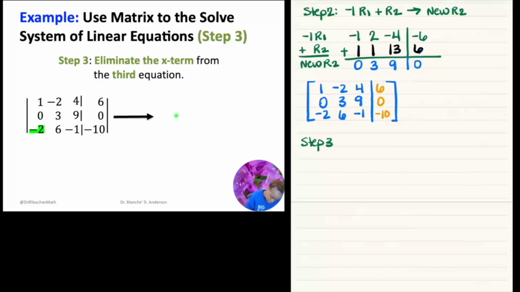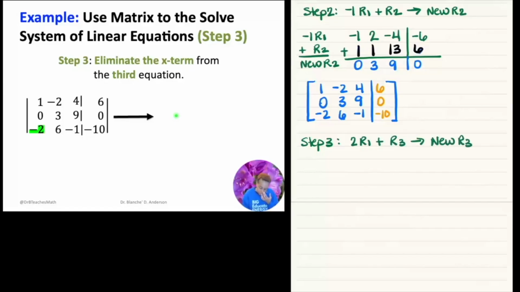Okay, so that means we're looking right here. We need this to be a 0. Well, if I can make this a 2 and add it to this one, 2 plus negative 2 is going to be 0. So let's do that. I'm going to take 2 times row 1, add it to row 3 to get my new row 3.